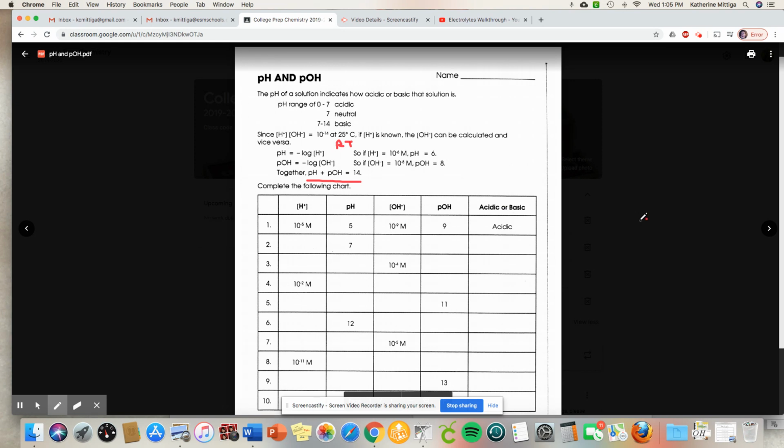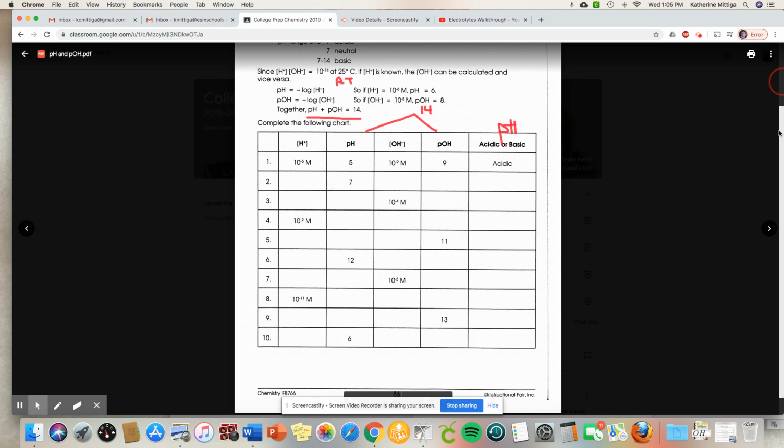Now it's time to look at this first example. If the H plus concentration is 10 to the minus 5 molar concentration, that means pH is 5. That means 5 plus 9 is going to give you 14, because remember, these always have to equal 14. And then how do you make that the concentration? You make it the negative exponent. And then this is determined by the pH column. Okay? All right, so let's just take it nice and slow.